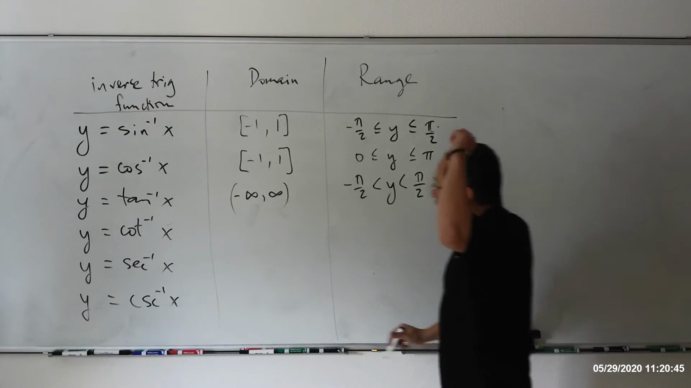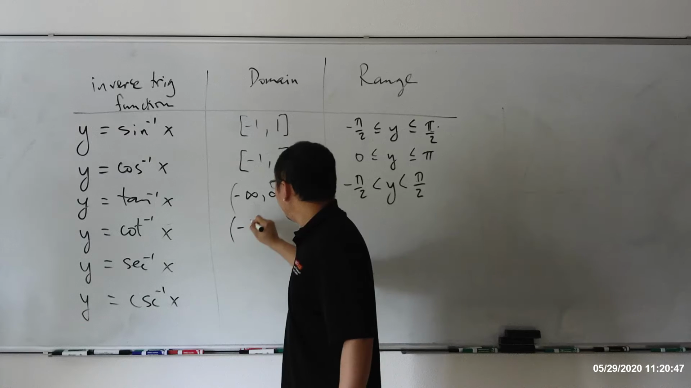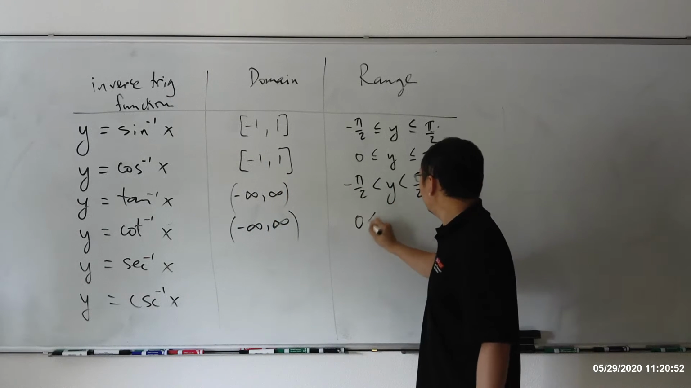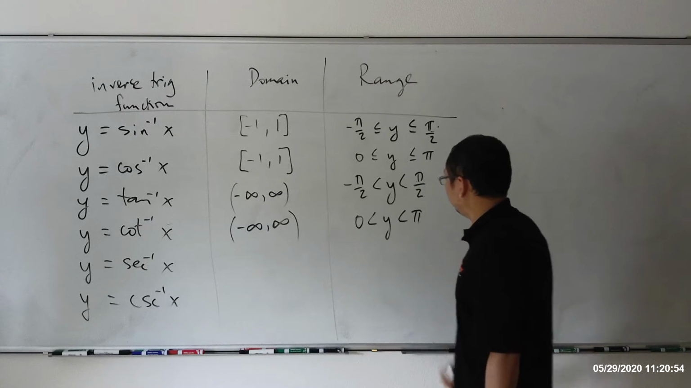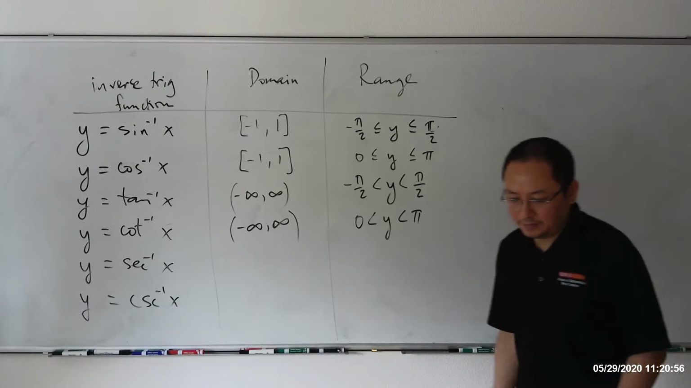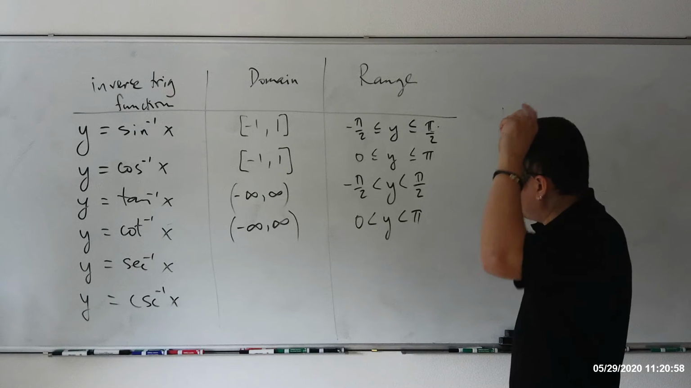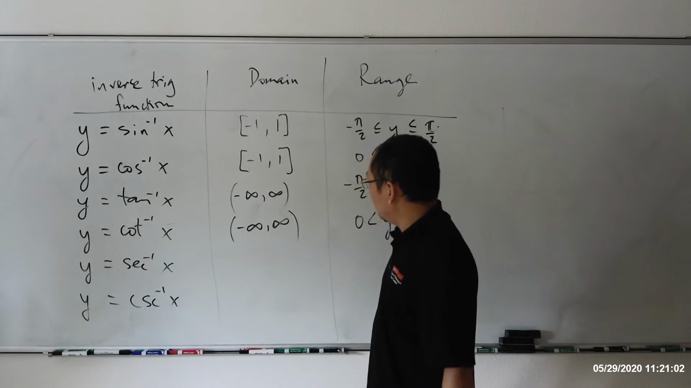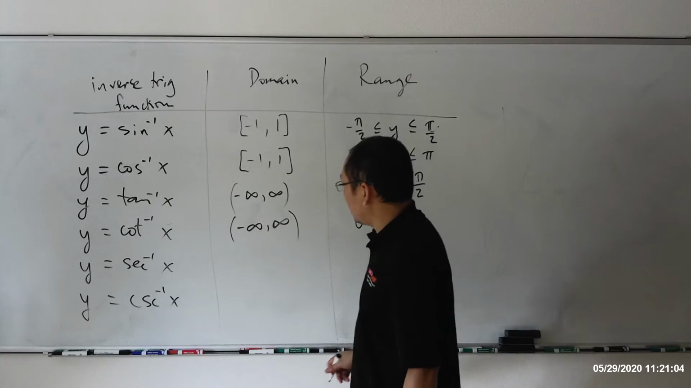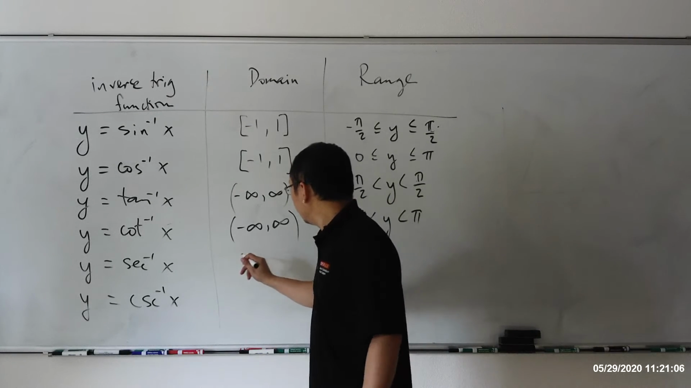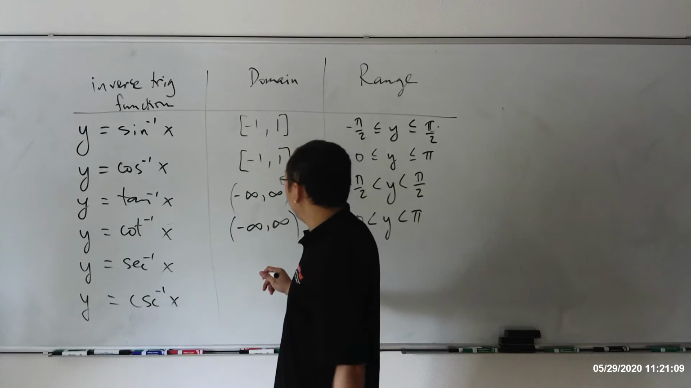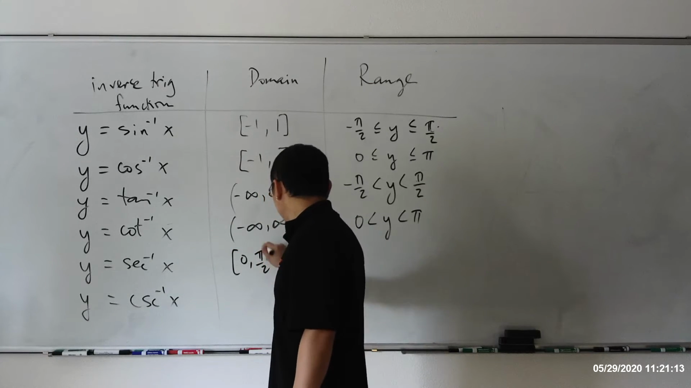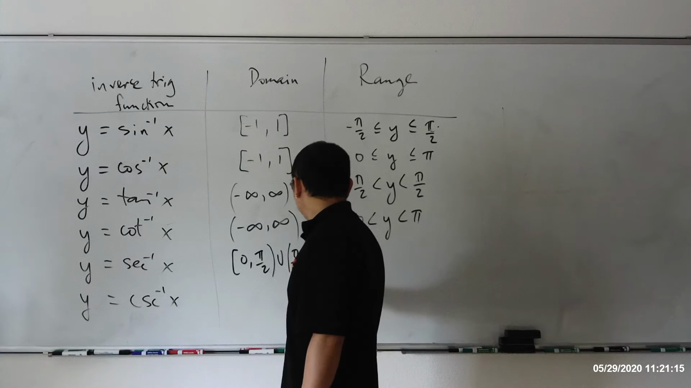And then cotangent, same thing, negative infinity to infinity. But this changed a little, just from 0 to pi. Okay. And then for secant inverse, secant is one over cosine, right? So the domain is going to be... anything cosine is anything but pi over 2. So 0 to pi over 2 union pi over 2 to pi.